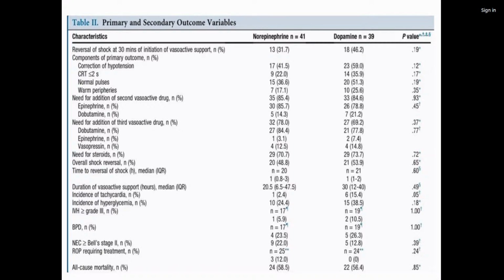Next, the major neonatal comorbidities like IVH, BPD, NEC, ROP. Neither of the drugs affected mortality or any major comorbidity. So overall, we can interpret that norepinephrine and dopamine have comparable efficacy in achieving shock reversal, need for repeat doses, and mortality. Dopamine is associated with a higher incidence of tachycardia, suggesting a less favorable safety profile.